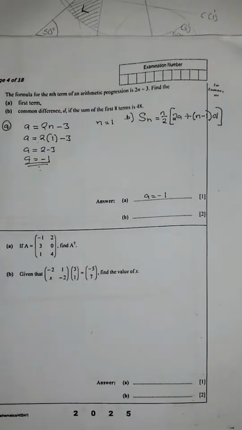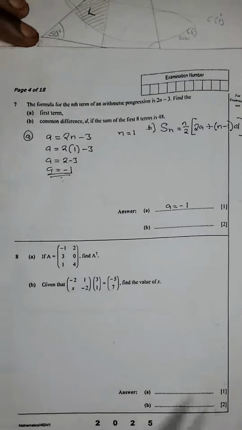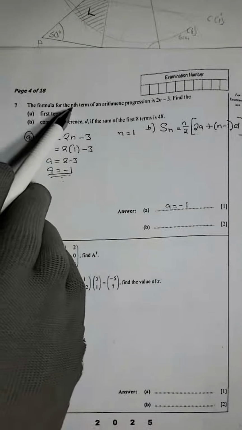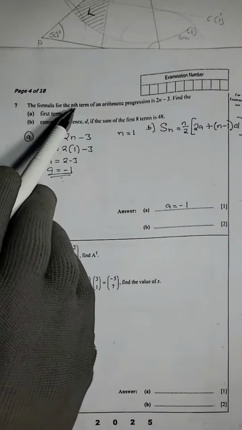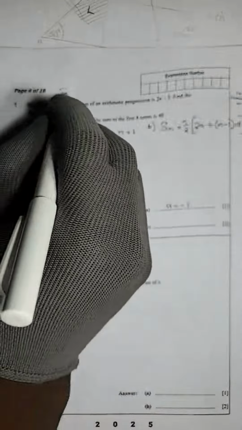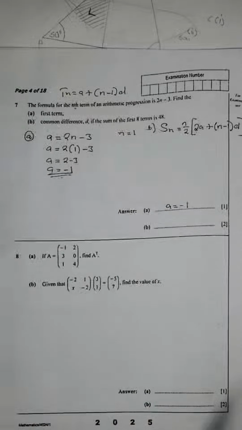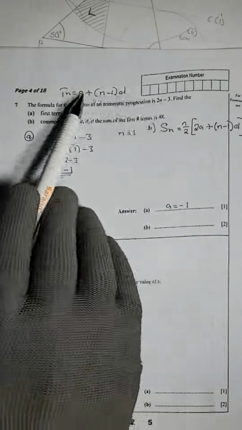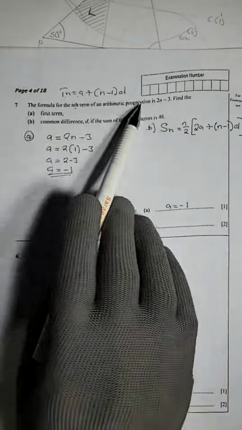Peter is saying, I haven't understood finding the first term. Okay, great. Listen, you are asked to find the first term and you've been given the formula for the nth term. So you're not supposed to use this formula, Tn is equal to a plus, open bracket, n minus 1, close bracket, d. This is the formula you know, right? Now, you've been given this formula, and this formula has been broken down to this.